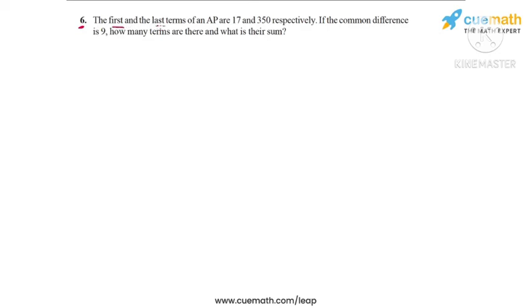The first and last terms of an AP are 17 and 350 respectively. So the first term A is 17, the last term L is 350. Now if the common difference is 9, so the common difference is also given, so let's write it. So D is equal to 9. How many terms are there and what is their sum? So we have to find N, the number of terms, and we have to find Sn, the sum of those terms.